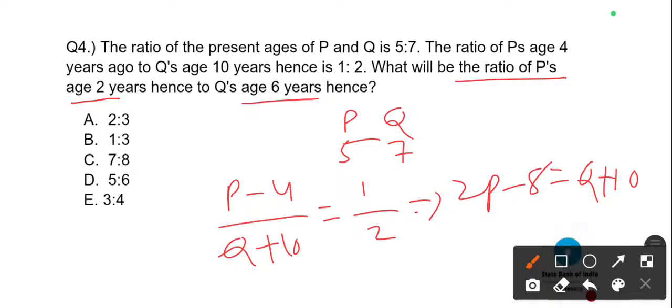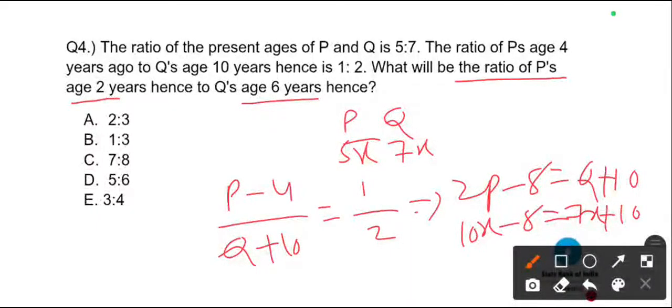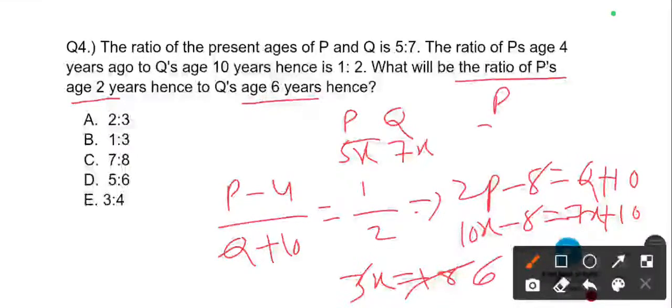So instead we have 5x and 7x. So 5 2 times 10x minus 8 equals 7x plus 10. So we have 3x equals 18. So x value will be 6. So x value 6 means we got the ages of P and Q. P is 5 6 times 30. Q value will be 7 6 times 42.